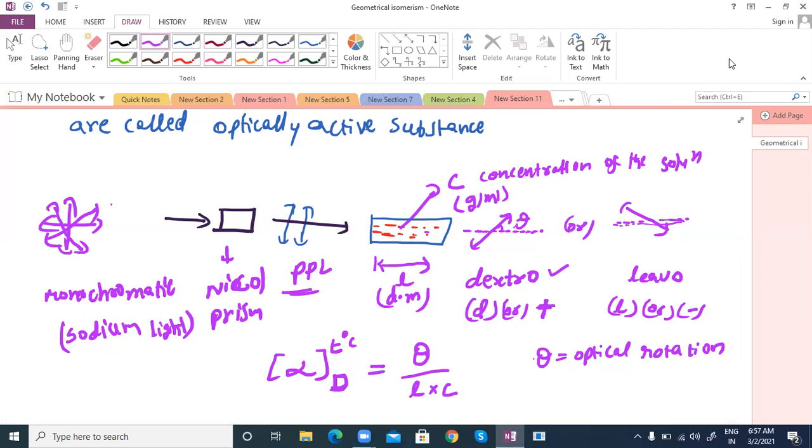This is the introduction of optical isomerism. Next, we are going to discuss what the conditions required to show optically active character are.